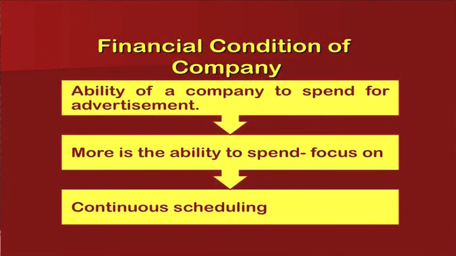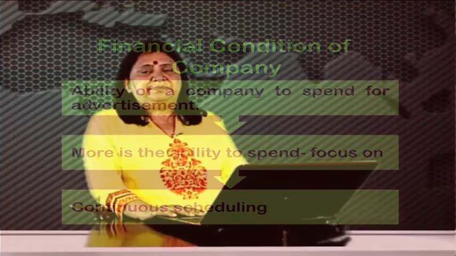Now, the financial condition of the company also impacts media scheduling. It is the ability of a company to spend on advertisement. The more the ability to spend, the more the focus will be on continuous scheduling. If the company is rich, highly profitable and not concerned about the advertising expenditures, it will focus on continuous scheduling, because to revive a brand is to grow with the media. As media platforms are important, so the brand life is important.